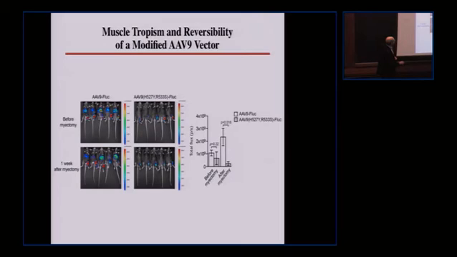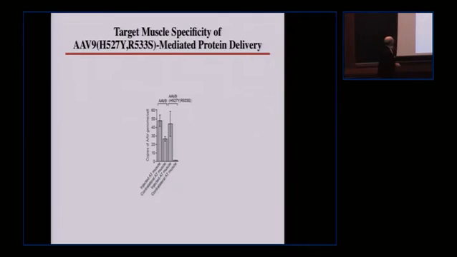This is the control AAV9. It actually increases after myectomy, whereas this variant over here decreases and is at much lower levels. Another way we can look at viral distribution is we can look at viral genomes in the muscle.